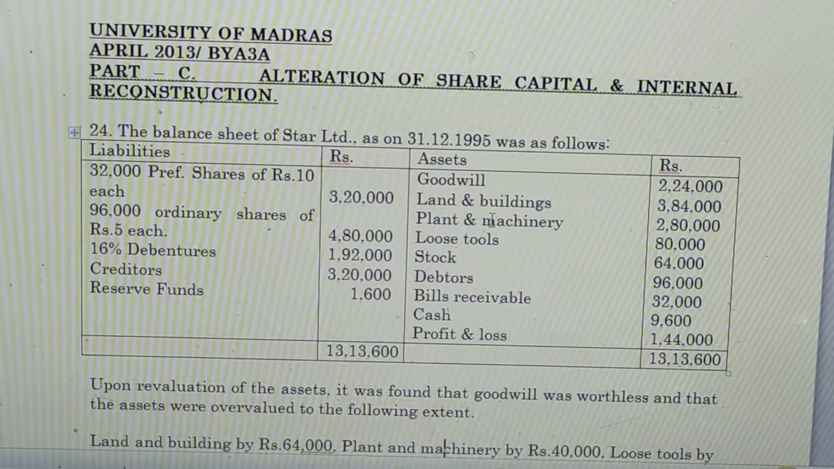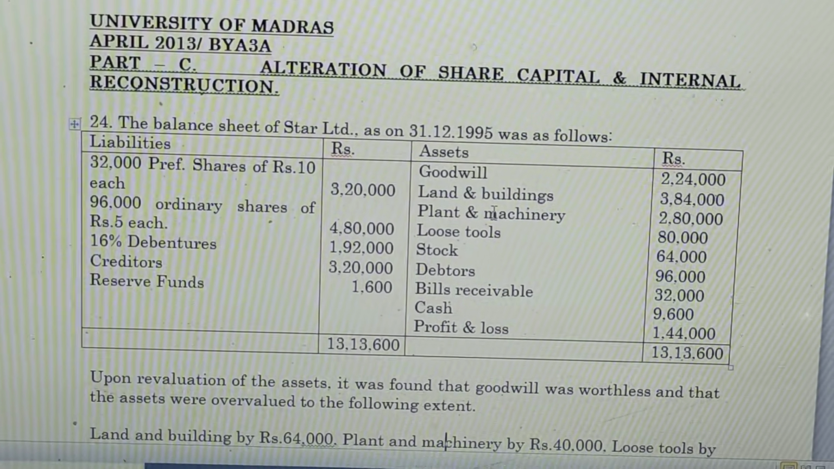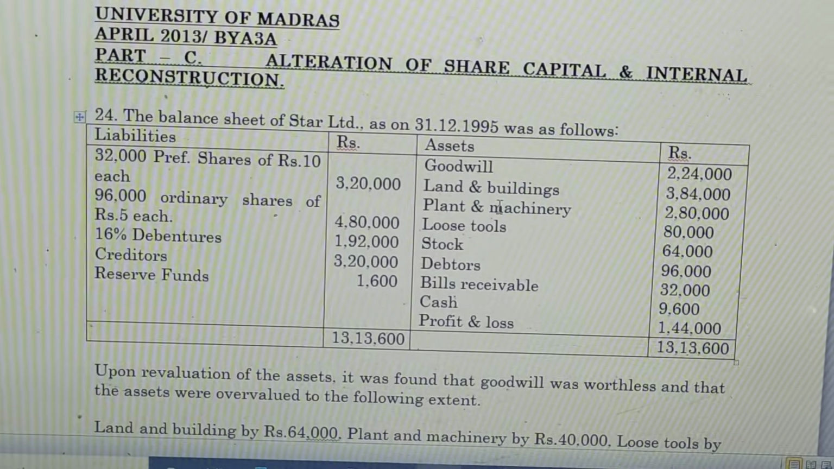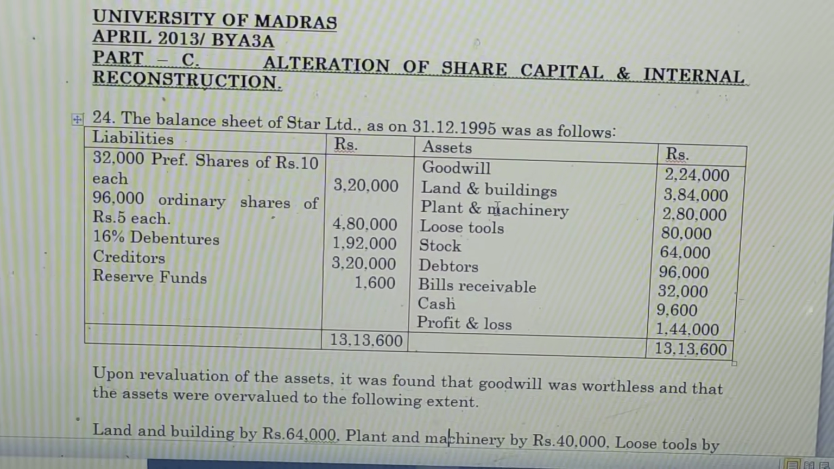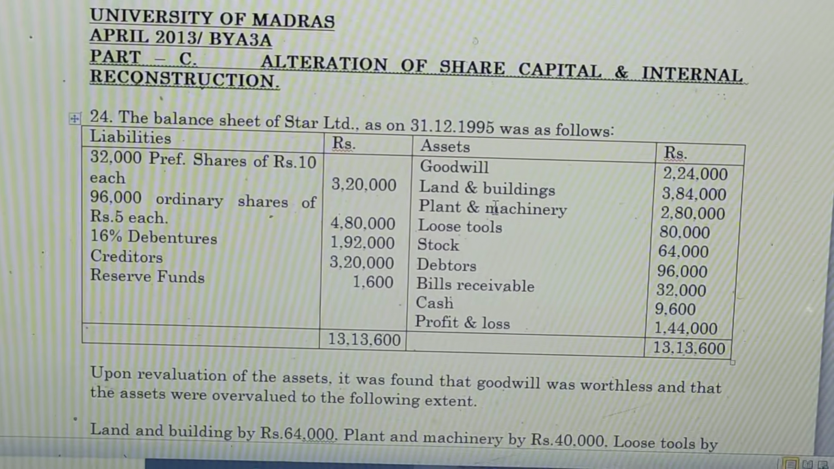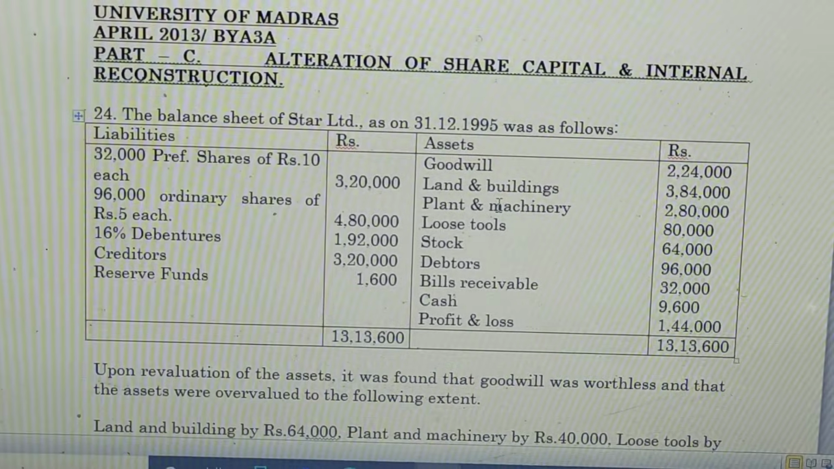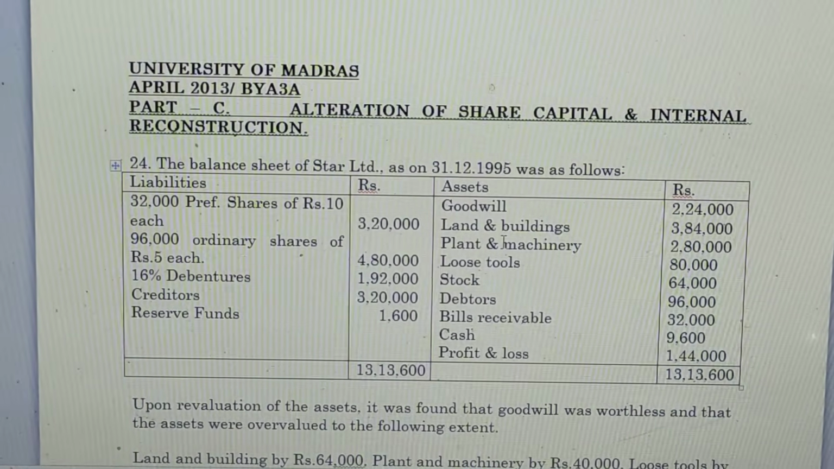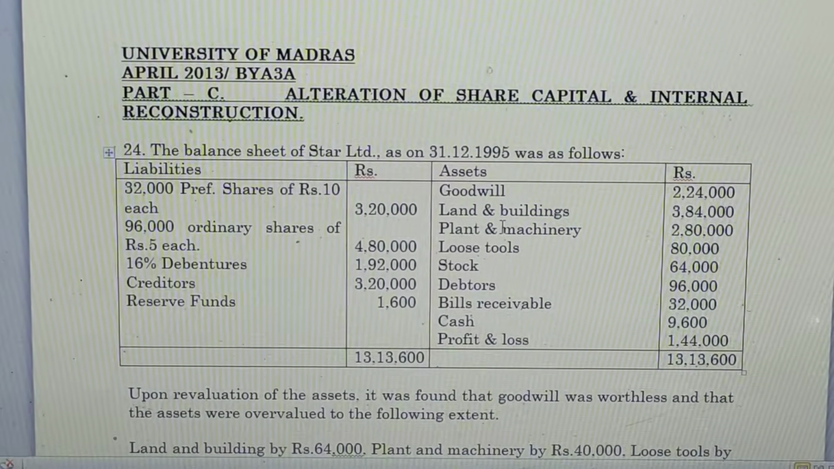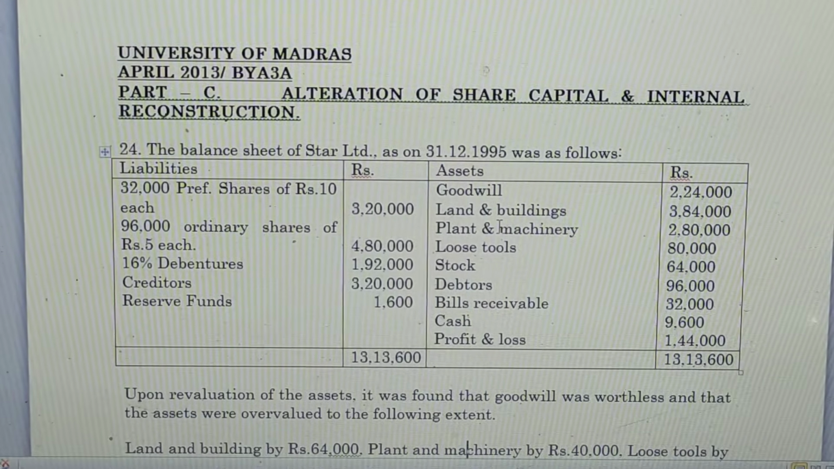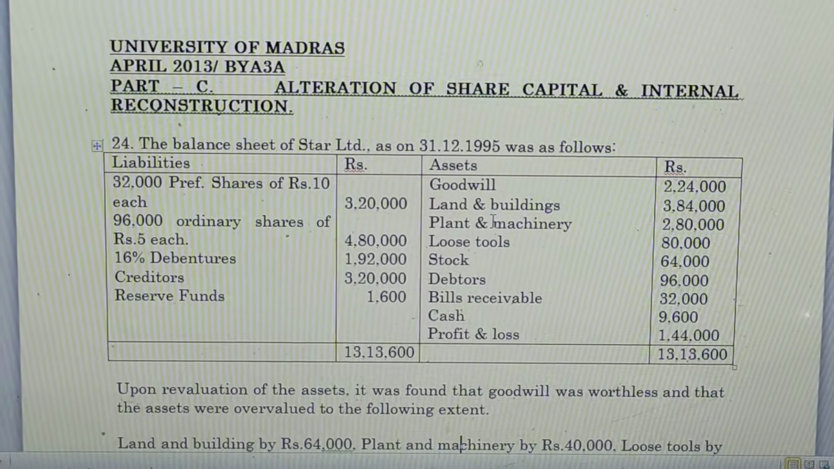The balance sheet of Star Limited as on 31/12/1995 was as follows. On the liability side: 32,000 preference shares of rupees 10 each, the amount is rupees 3,20,000, and 96,000 ordinary shares of rupees 5 each, the amount is rupees 4,80,000. 16% debentures rupees 1,92,000. Creditors rupees 3,20,000. Reserve funds rupees 1,600.